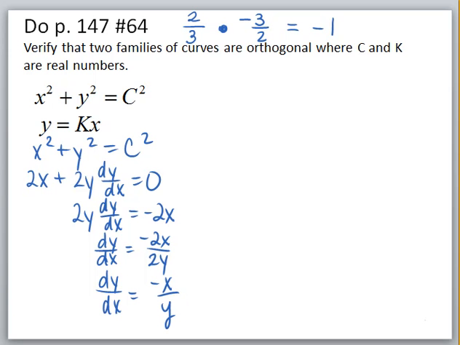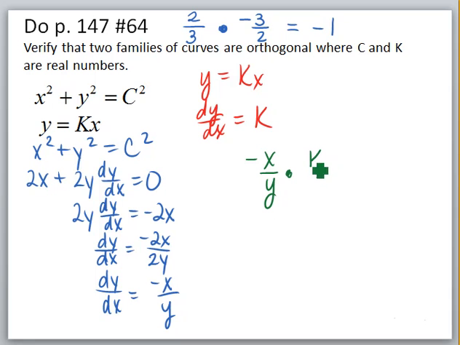Now I need to look at my second curve, y equals kx. Take the derivative, dy over dx equals k. Now using this knowledge, I'm going to talk about multiplying those two slopes together. And hopefully when we multiply these two together, the product of those equals -1. So does it equal -1? That's what we're really asking ourselves. Well, right now it doesn't.